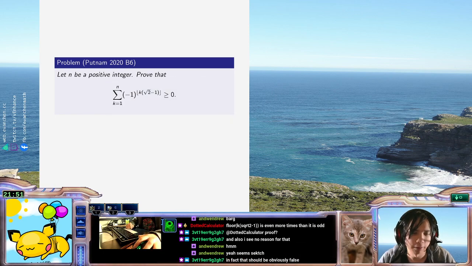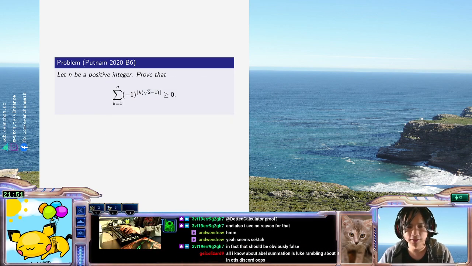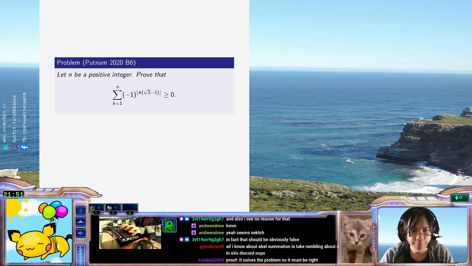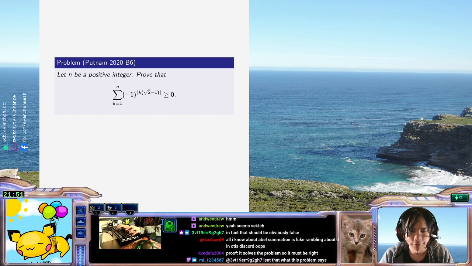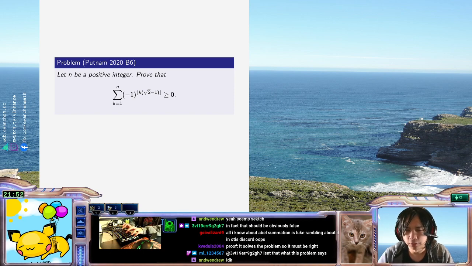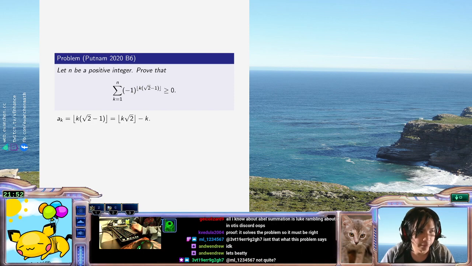If you take away the layer, what this says is let's just let a sub n. Actually, yeah, let's use n. The n in the problem doesn't matter. Well, let a sub k. Okay, fine. We'll use k. Well, let a sub k equal this thing. And my goal is to show that all the partial sums of this sequence are non-negative.